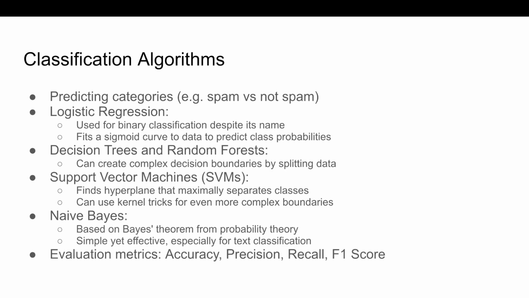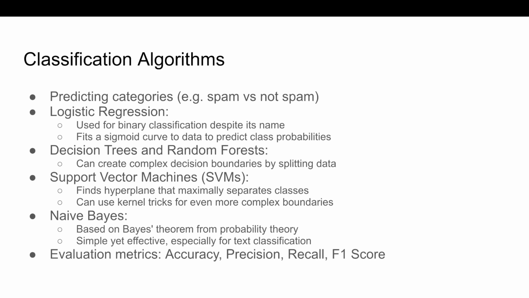One of the fundamental algorithms for binary classification is logistic regression. Despite its name, it's actually used for classification, not regression. It works by fitting an S-shaped curve, called the sigmoid function, to the data, and then using this curve to predict the probability of a new data point belonging to a certain class. But sometimes, a linear boundary isn't enough to separate the classes effectively. That's where algorithms like decision trees and random forests shine. They can create complex decision boundaries by splitting the data based on different features.